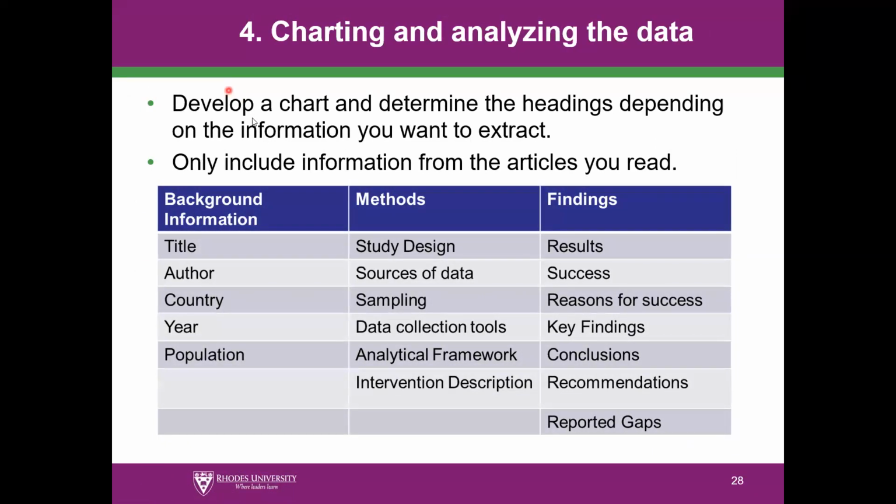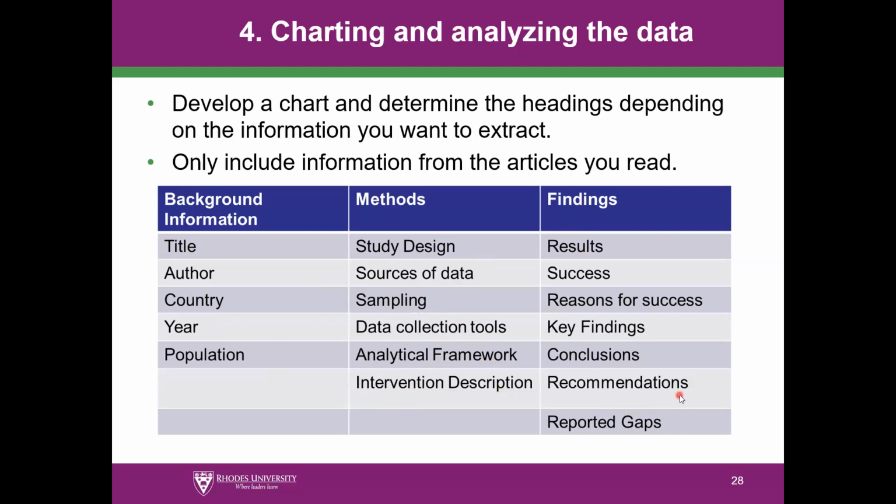And so the next stage is your data charting and analysis. There are a number of themes that you will need to consider when thinking of charting your data. There is the group referred to as background information, methods, and findings. In the background information, you have things such as your title, the author, the country of publication, or the province, if you're focusing on just one country, but also the population being focused on. And the methods, you have your study design, sources of data, sampling, data collection, tools used, analytical framework used, intervention description, and findings, you have your points there as well.